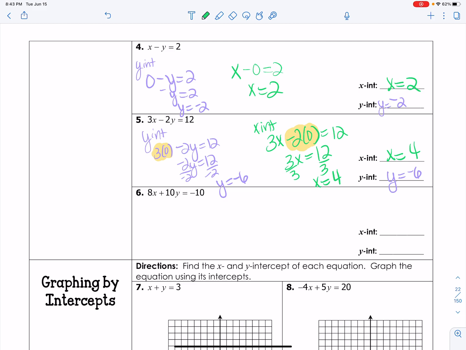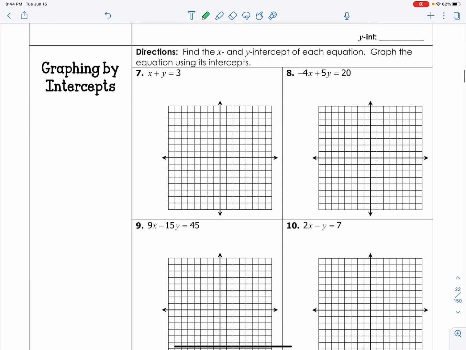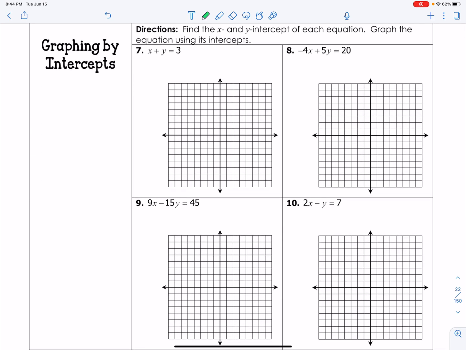So really quickly, I would like to show you, let's come down here and look at number 8. If I find my y-intercept, I'm going to put 0 in for x. So that would be 4 times 0, which is 0. So wouldn't I have 5y equals 20? Divide by 5, and y would equal 4. So this is my y-axis, and I'm going to count up to 4 on my y-axis.